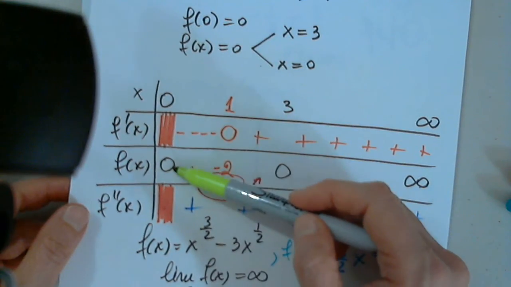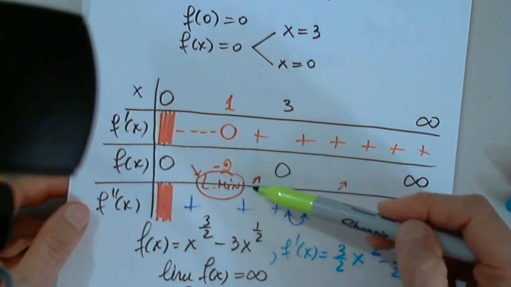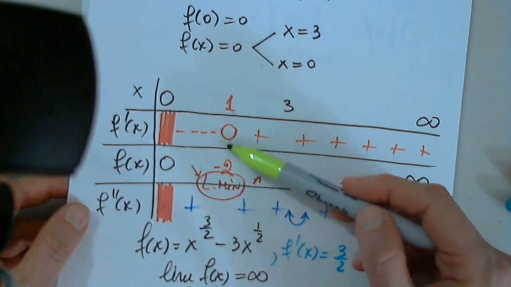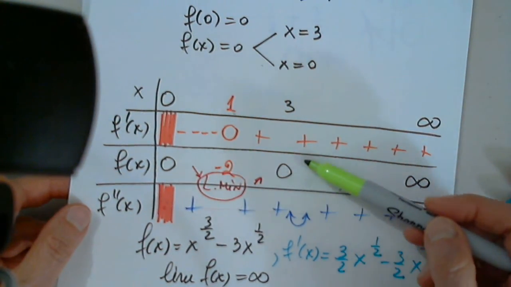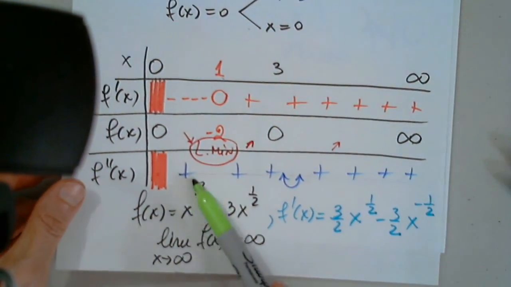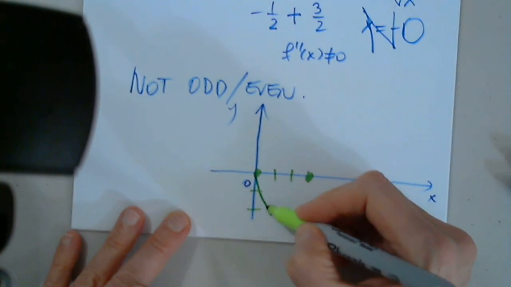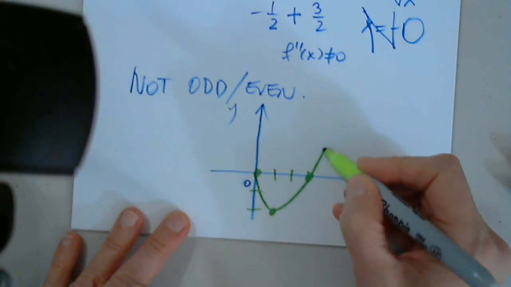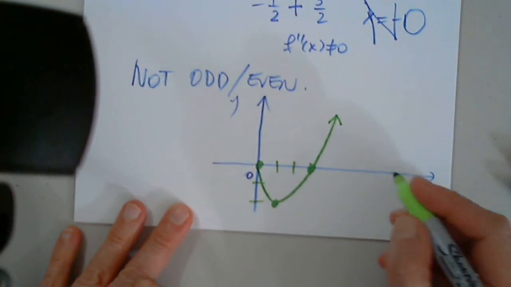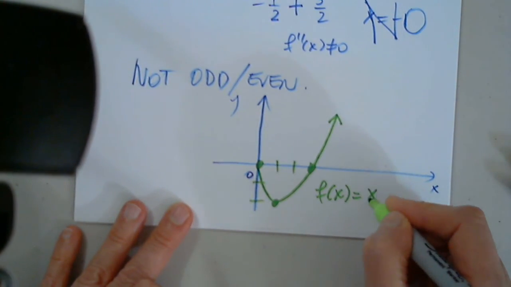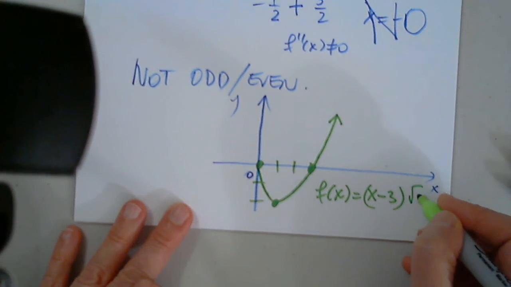So it's coming from the origin down to (1, -2), crossing the x-axis, going up to infinity, opening up at all times. So this is the function x minus 3 times the square root of x.